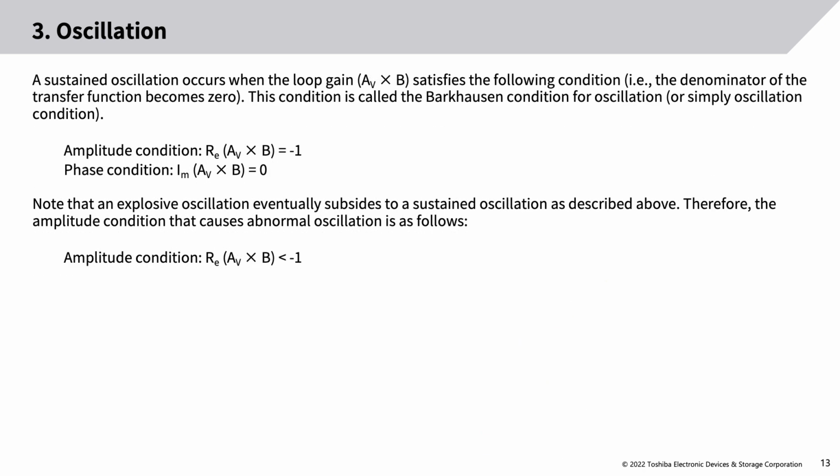A sustained oscillation occurs when the loop gain satisfies the following condition, i.e., the denominator of the transfer function becomes 0. This condition is called the Barkhausen condition for oscillation, or simply oscillation condition. Note that an explosive oscillation eventually subsides to a sustained oscillation as described above. Therefore, the amplitude condition that causes abnormal oscillation is as follows.